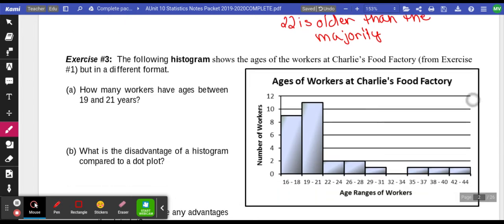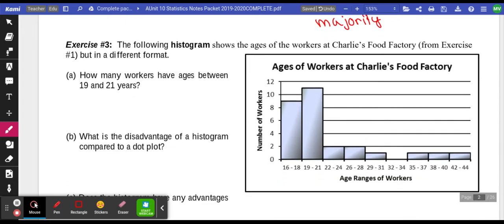So example 3. The following histogram shows the ages of the workers at Charlie's Food Factory from exercise 1. So we made a histogram. I want to point out that a histogram is a bar graph, but the bars touch. How many workers have ages between 19 and 21? So we go to the 19 to 21 bar and go up, and that would be 11.